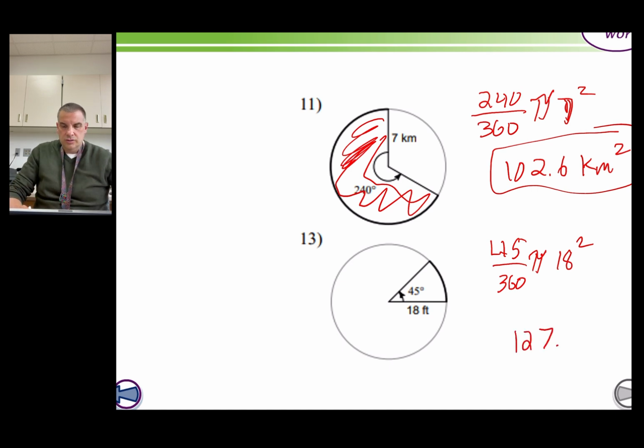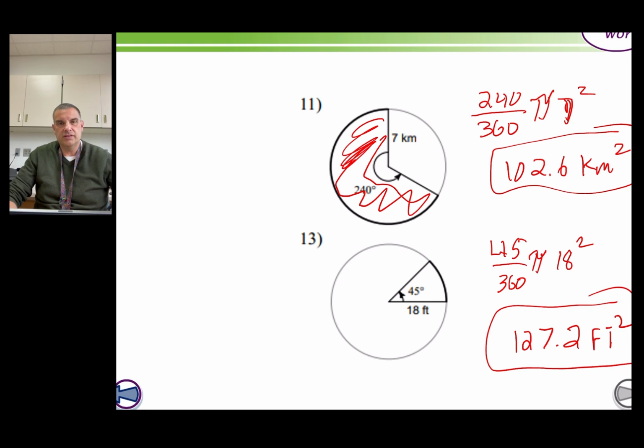You sure you got 127.2 feet squared for that one? 45 divided by 360 times pi times 18 squared. So that is the area of the sector.